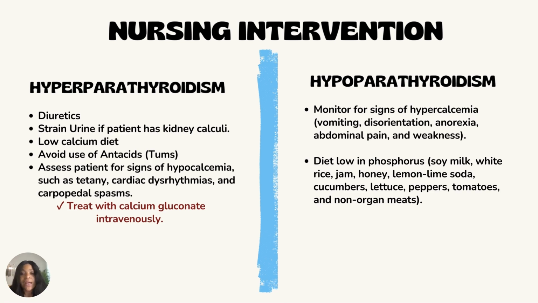All right. On the other hand, for hypoparathyroidism, because now we're treating them with calcium, they might end up taking too much of it. So you want to watch for signs of hypercalcemia, such as vomiting, disorientation, anorexia, abdominal pain, and weakness. And also remember that this patient who has hypoparathyroidism has low calcium, but they have high phosphorus. So you need their food to be low in phosphorus because they already have a high phosphorus level.